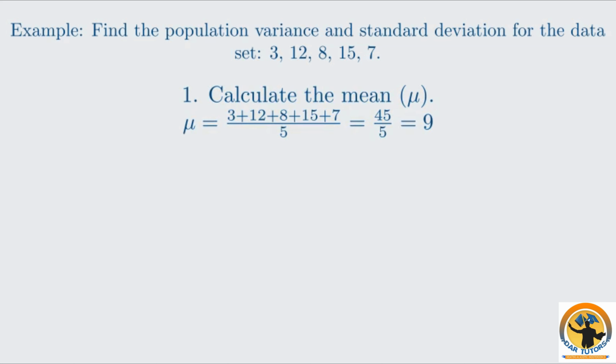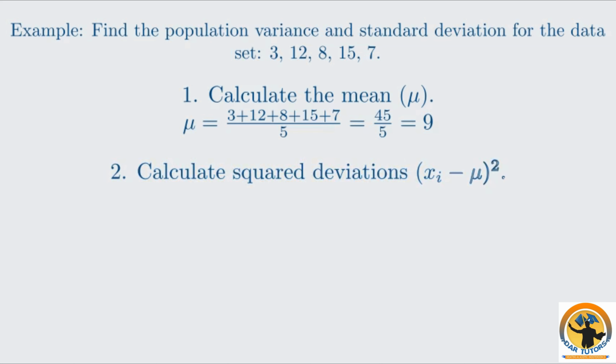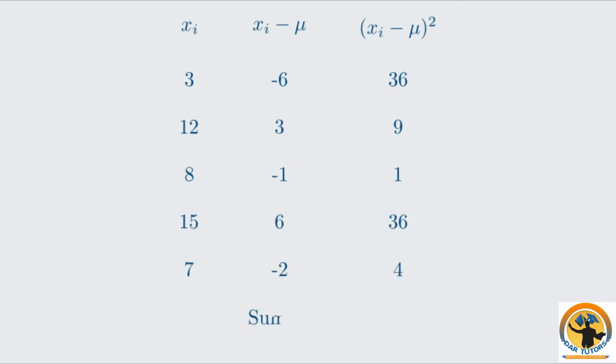Now, we need to find the squared deviations. It's helpful to organize this in a table. For each data value, x, we subtract the mean, 9, to find the deviation, x minus mu. Then we square this deviation to get (x minus mu) squared. Let's fill out our table. For x sub 1, which is 3, the deviation is 3 minus 9, which is negative 6. Squared, this is 36. For x sub 2, which is 12, the deviation is 3, and the squared deviation is 9.